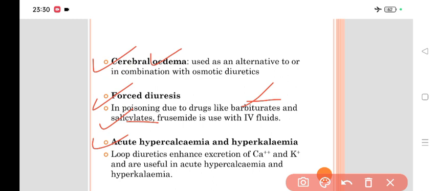and hyperkalemia. Whenever there is a high level of potassium or a high level of calcium in your blood, you simply use loop diuretics. They enhance the excretion of calcium and potassium, and that's why they are useful in acute hypercalcemia or acute hyperkalemia.